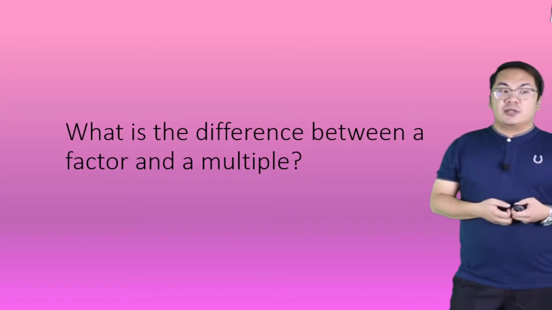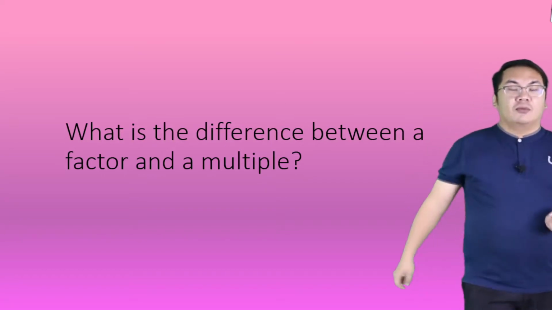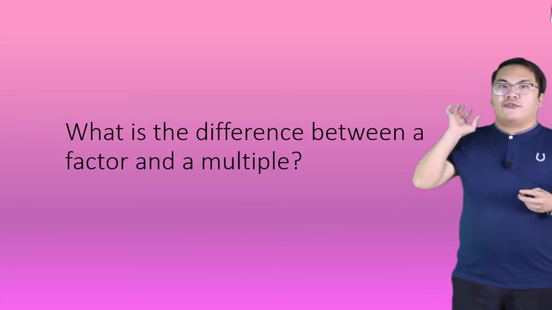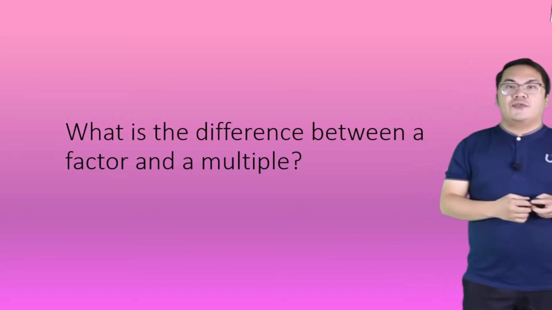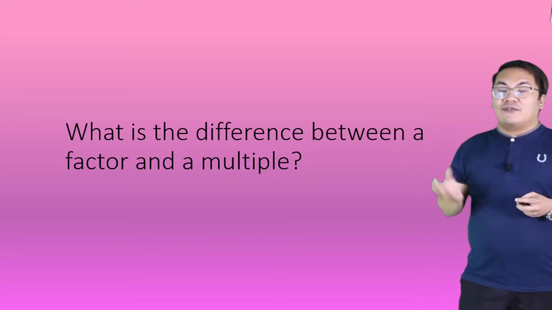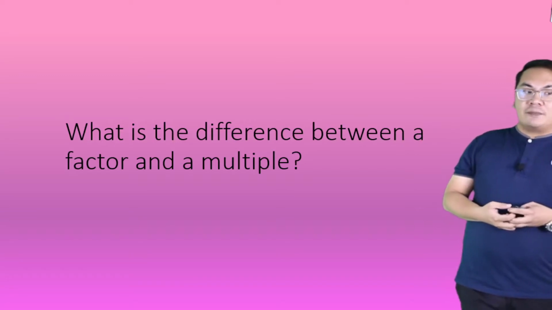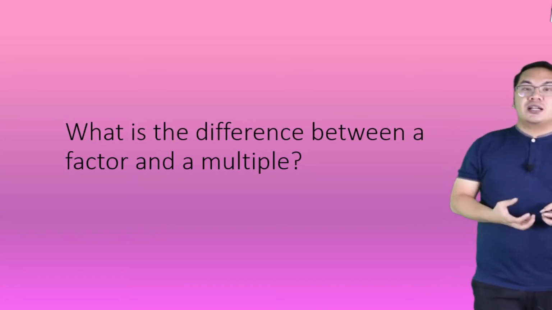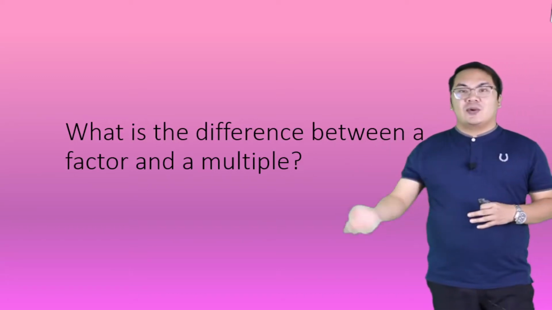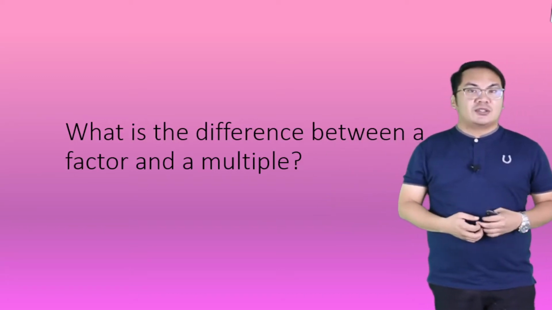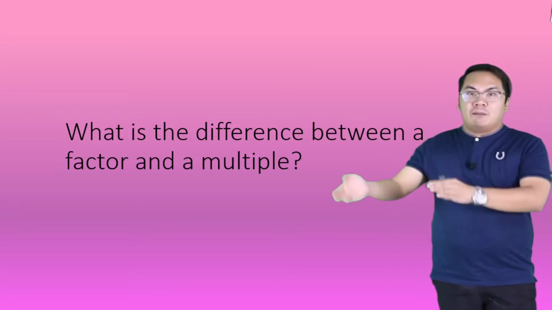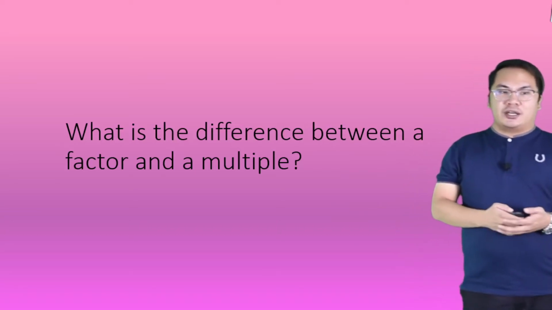What is the difference between a factor and a multiple? For example, you have 15. We all know that the two factors of 15 are 3 times 5. We can say that 3 and 5 are the factors of 15. So how about multiples? Multiples are the skipping numbers: 3, 6, 9, 12, 15, 18. Those are the multiples of a number. You're just going to continue skipping numbers through a particular number. Clear?